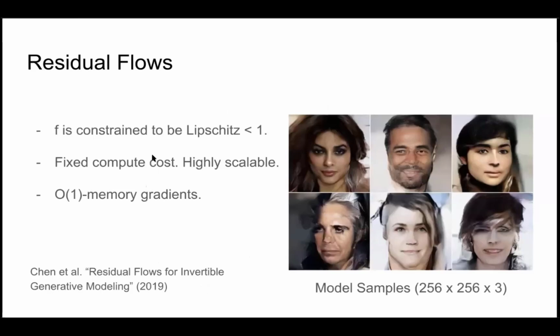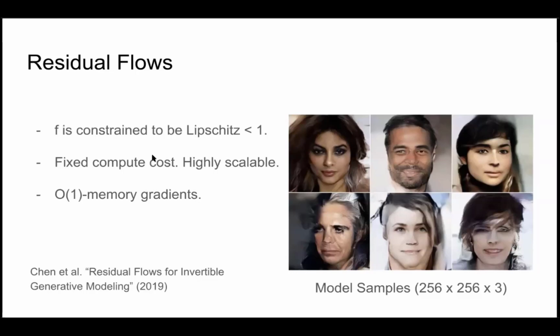The quick summary for Residual Flows is that this invertible ResNet architecture constrains the dynamics function, and then that lets us use a fixed discretization. This also translates to a fixed compute cost, whereas with an unconstrained F, we would have had to use adaptive solvers that typically increase in compute costs as F becomes more complex during training, in the form of a neural ODE. We also have memory efficient gradients for scalable training.